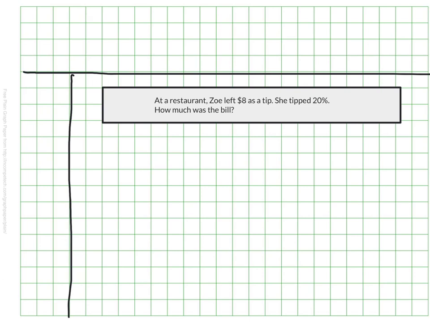Sometimes, however, you know different parts of the equation. So in this example, I'm still going to be using my same equation, but when I read over the question, I know some different pieces. So at the restaurant, Zoe left $8 as a tip. She tipped 20%. How much was the bill? So I know her percentage, right? That's 20%, and I can write that as a decimal. I know that the quantity she actually left was $8. But what we don't know was what the whole bill was. That's what's missing.